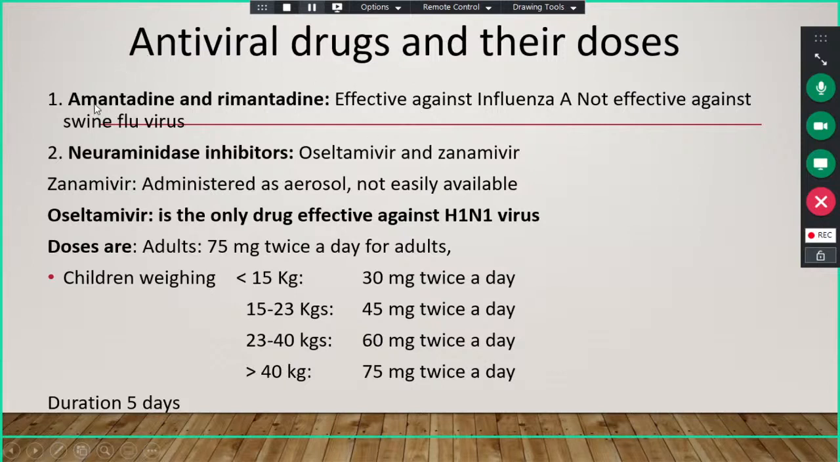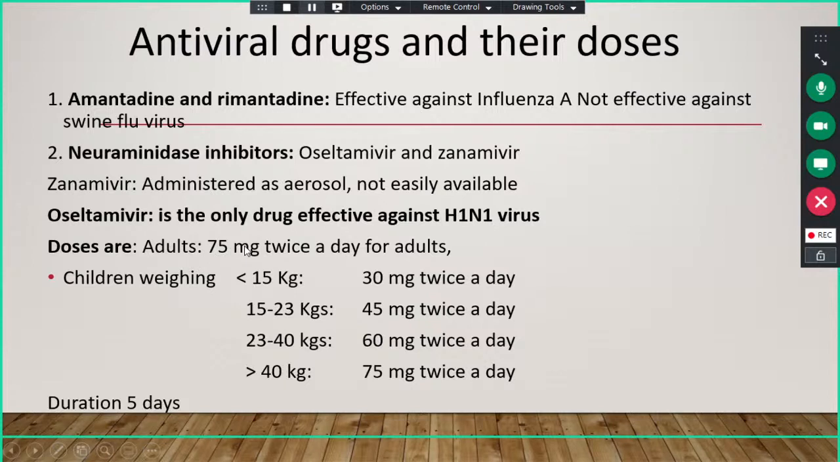What are the antiviral drugs that are effective against influenza? One is amantadine and rimantadine, which are effective against influenza A, but they are not effective against H1N1 virus. Then neuraminidase inhibitors, which include oseltamivir and zanamivir. Zanamivir is administered as an aerosol. That's why it is not easily available and not being used routinely. Oseltamivir is the only orally effective drug, and it is in widespread use in H1N1 viral infection.